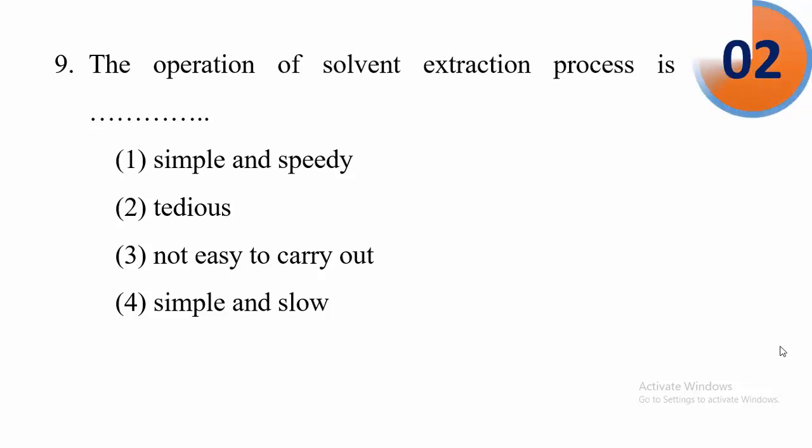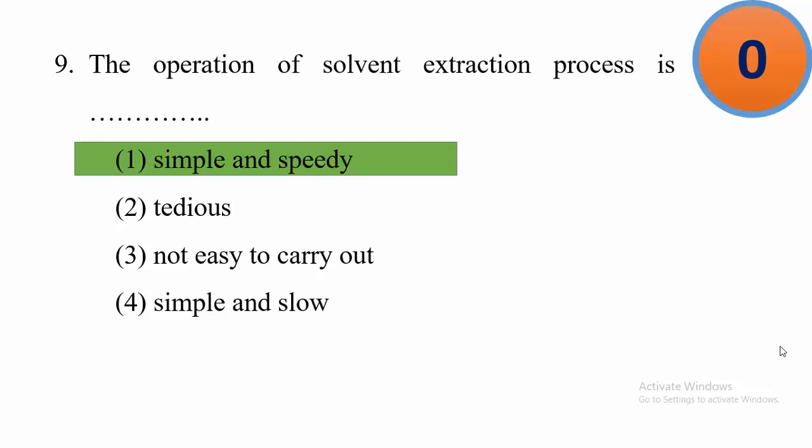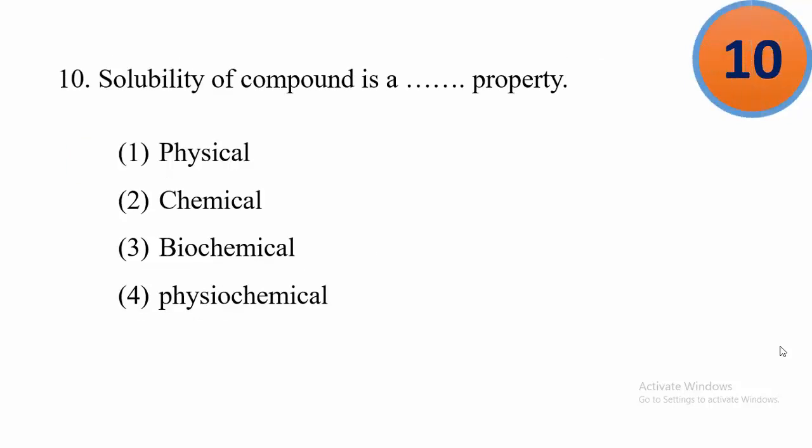The operation of solvent extraction process is dash: simple and speedy, tedious, not easy to carry out, or simple and slow. The correct option is simple and speedy, because solvent extraction is a very simple technique where we can use a simple separating funnel, and it is a simple and speedy technique.